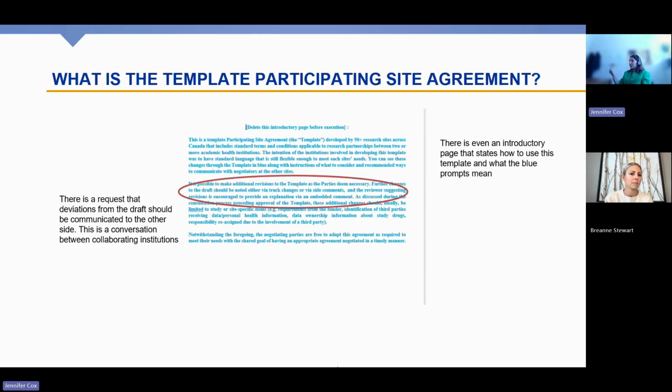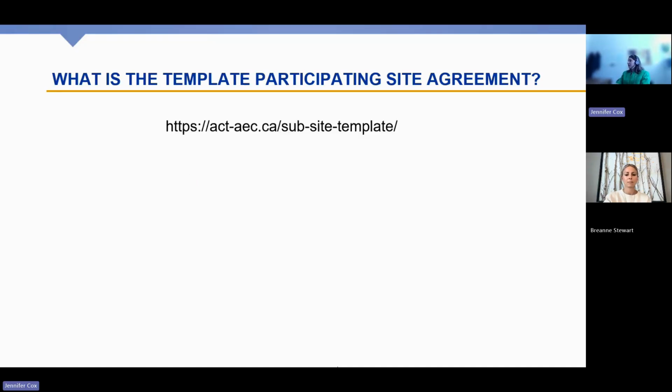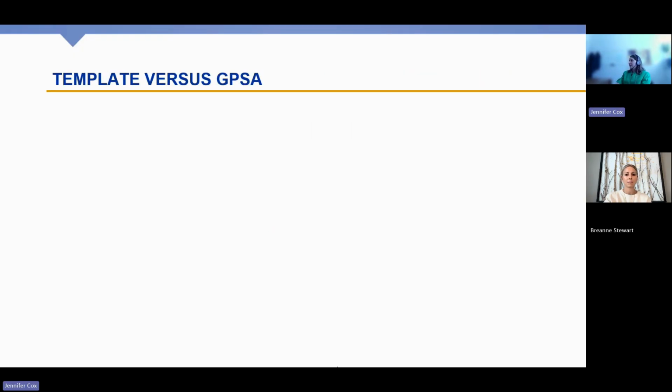So this is an introductory page on the first page of the Word version, of the Word draft. And in that second paragraph, it says, please talk to the other side. Please tell them what you've changed and how and why. Because again, this is a conversation where we're trying to speed up contract negotiations in a material way. There's the website in case you don't have it.